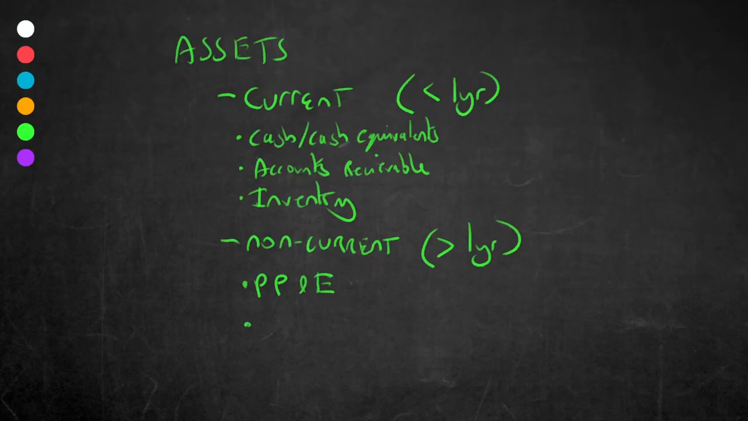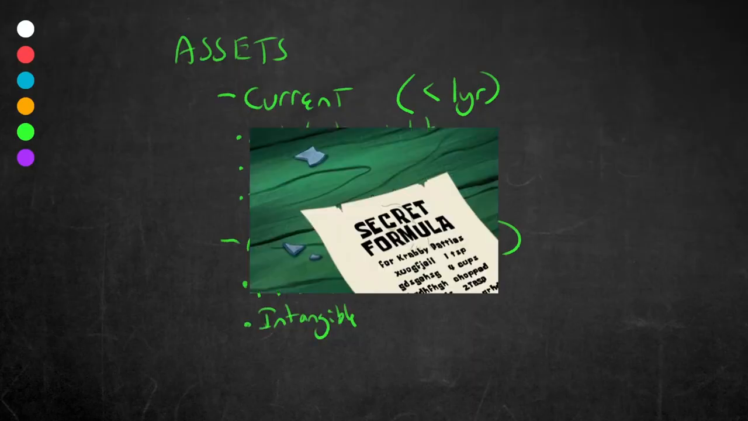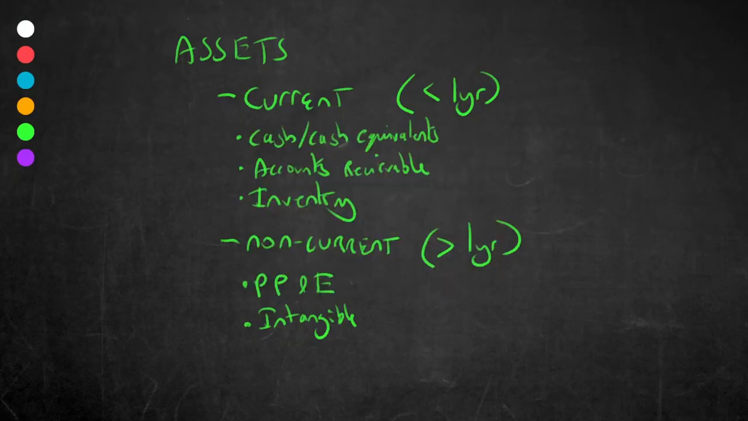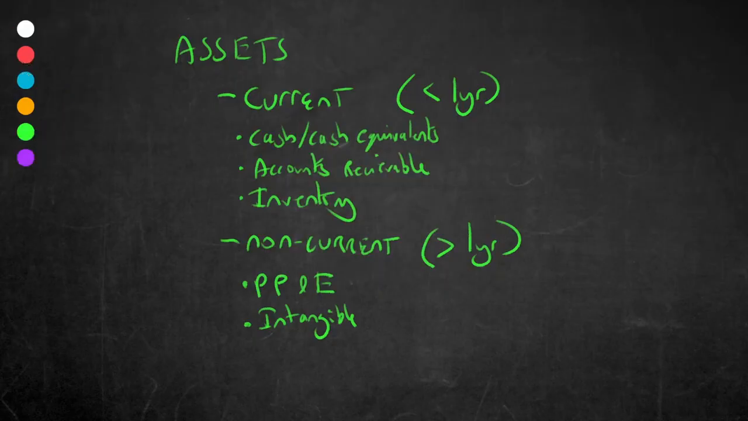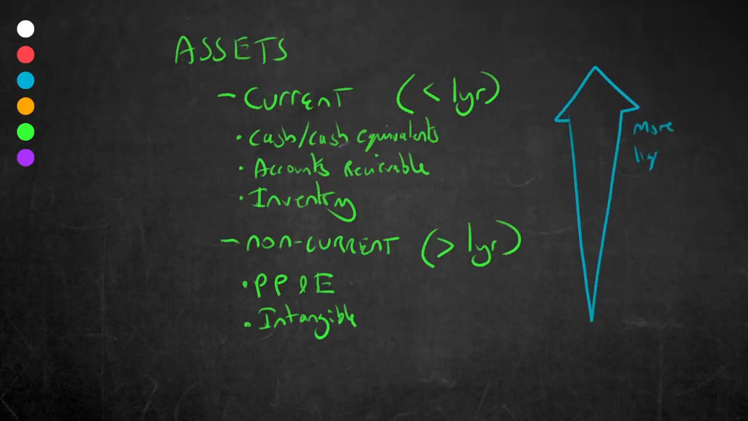You might also have intangible assets. Okay, so what is an intangible asset? These are like the non-physical assets, things like patents, formulas, secret ingredients, even brand identity. Think of the logo of Apple and how important that is to their brand. As you can probably see, when you come to the assets on a balance sheet, these are ordered in degrees of liquidity. Okay, so the more liquid items are put at the top, and the less liquid items are placed at the bottom.